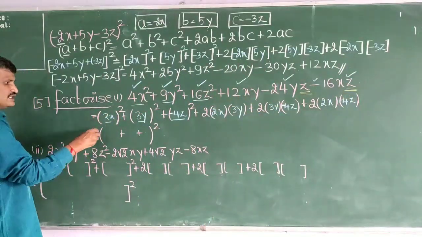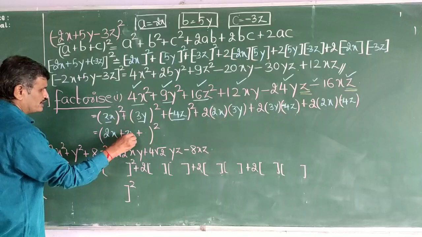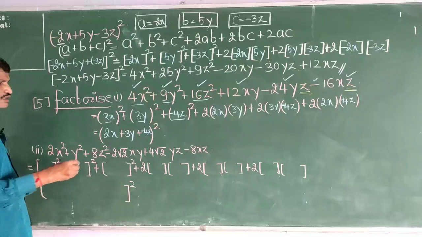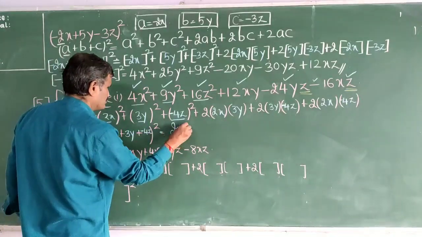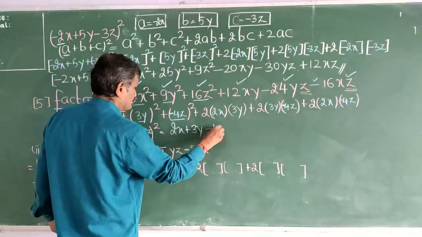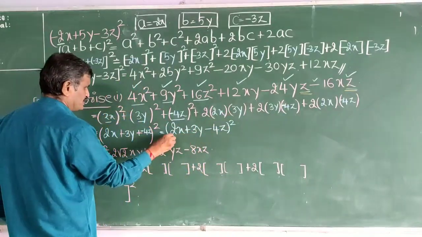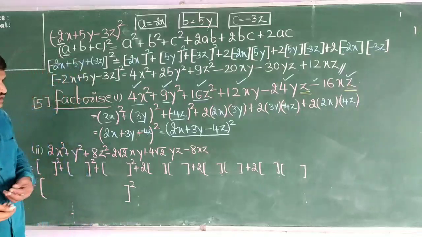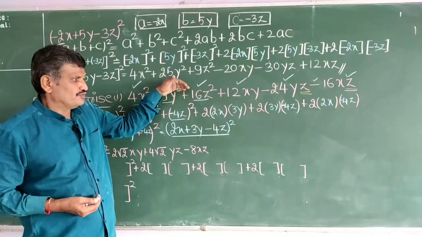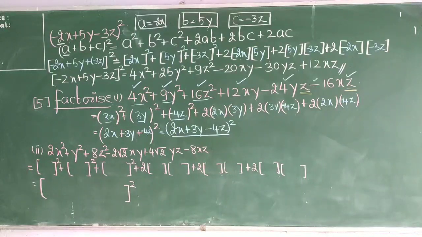That means it is the expansion of first term plus second term plus third term whole square, or I can write it as 2x plus 3y plus of minus is minus 4z whole square. So that means if you expand this, you are going to get this. If you factorize, you are going to get this. This is how you should solve the problem.